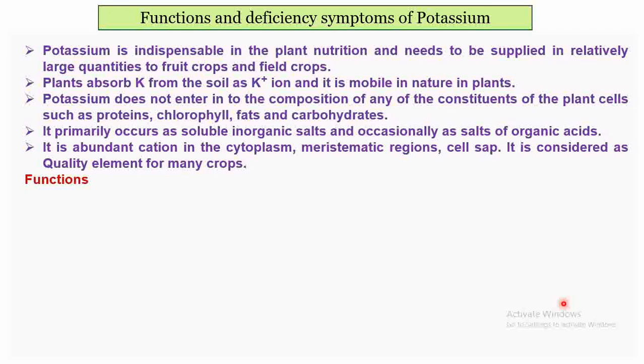Next macronutrient, that is potassium. K, N, P, NPK. So potassium is absorbed by the plant in the form of K plus ion. It primarily occurs as a soluble inorganic salt and occasionally as a salt of organic acid. It is an abundant cation in cytoplasm and the meristematic region of cell sap.